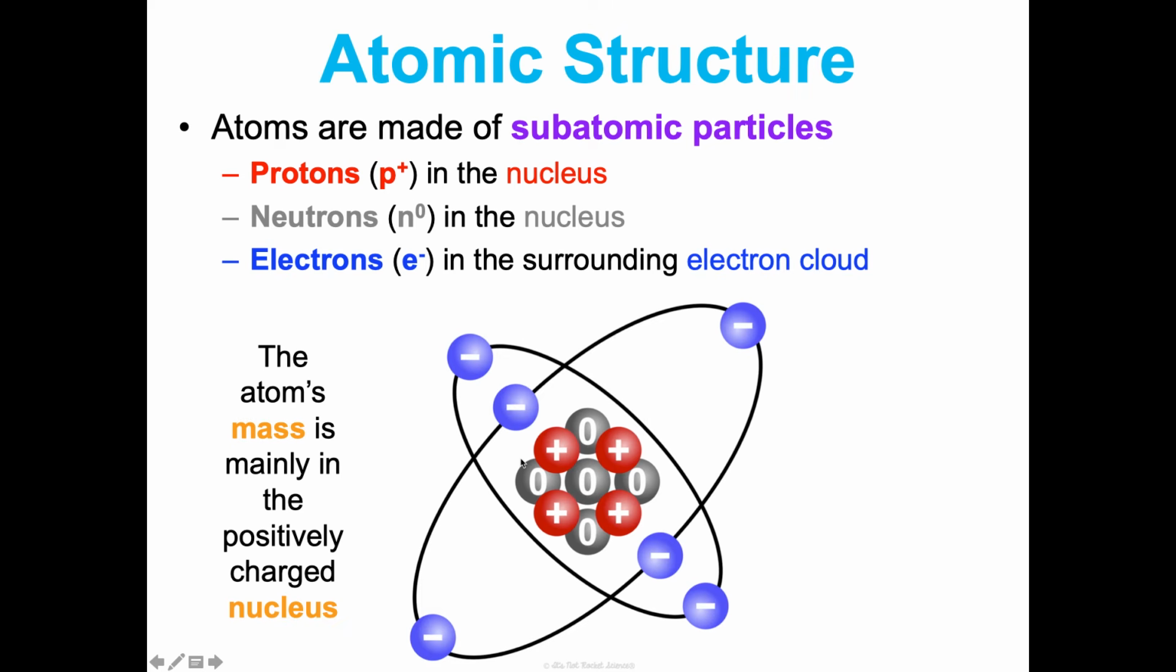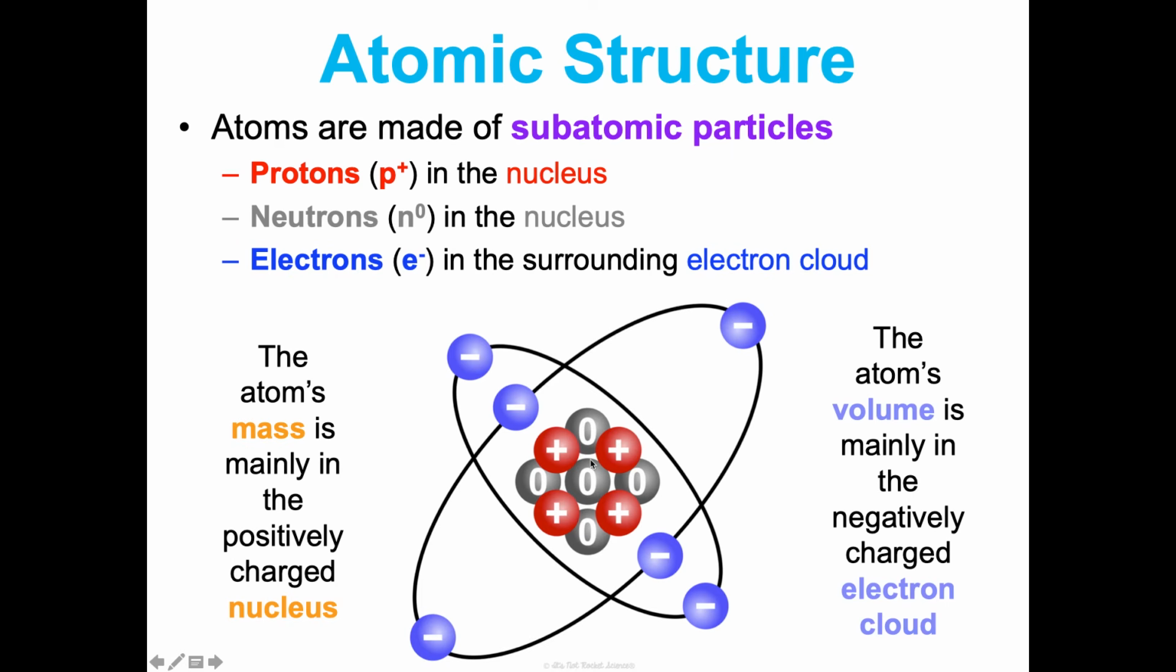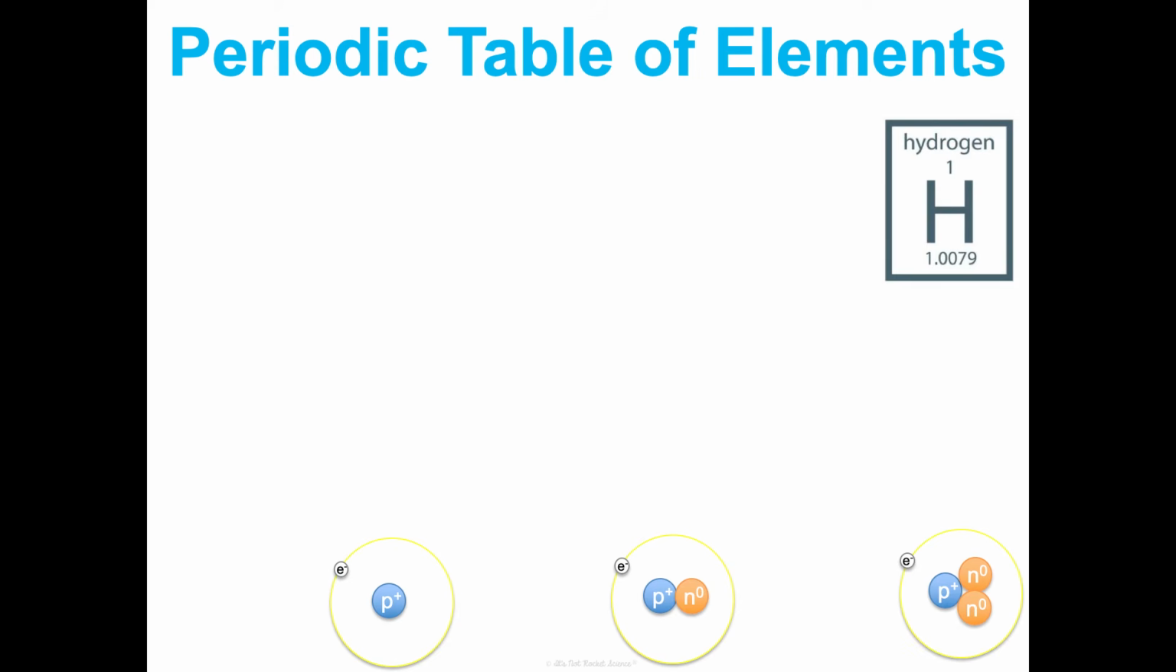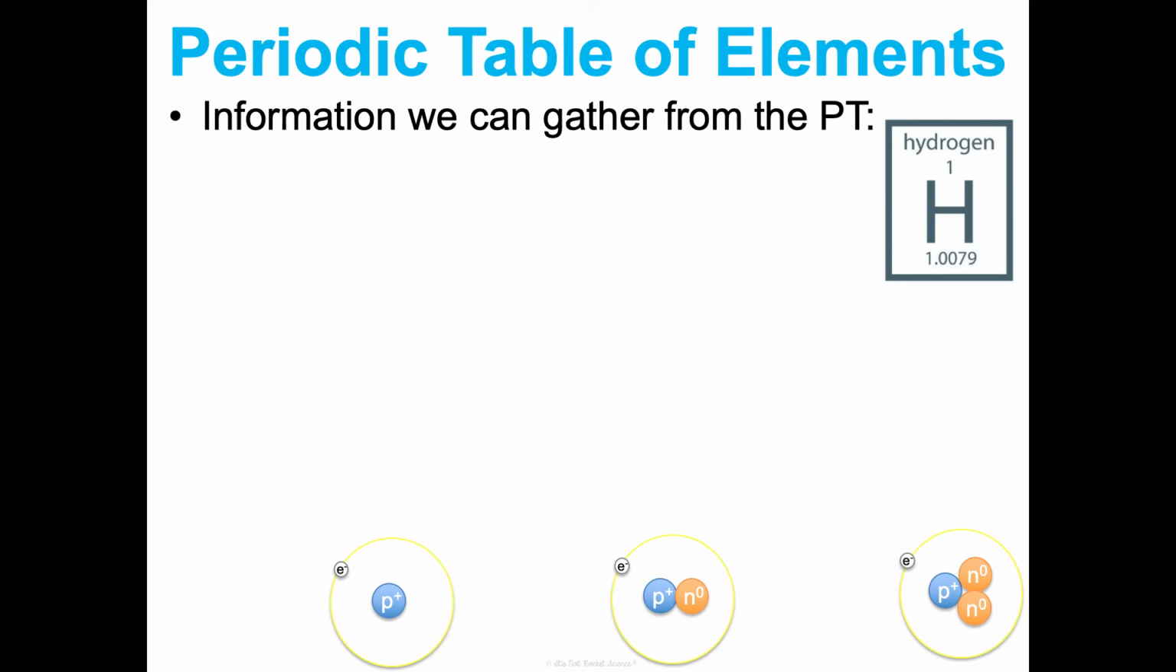The majority of the atom's mass is in its nucleus, which is positively charged, but the volume, the space that the atom takes up, is mainly in the negatively charged electron cloud that surrounds it. Like we said, an atom is the simplest or smallest form of an element. So when we're talking about elements, we're really talking about those that are on the periodic table. That's what we're referring to.